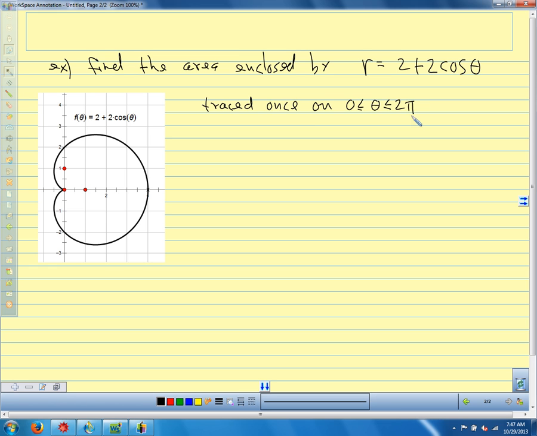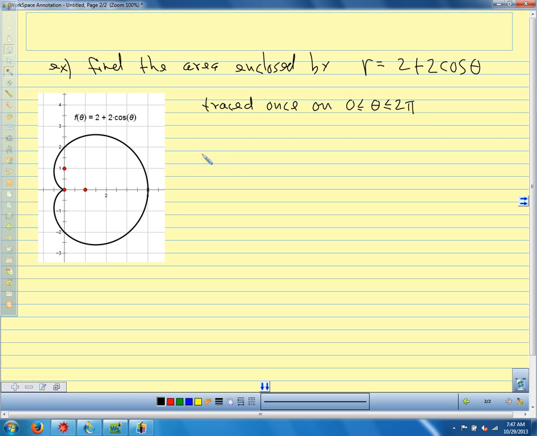Depending on your graph, it might get traced twice on that interval, and then we'd have to take that into account with our limits of integration. And to make our lives easier, I'm going to say this graph is symmetrical, so we'll just find the area of the top half and multiply that by 2.